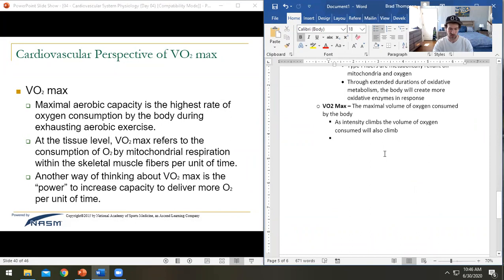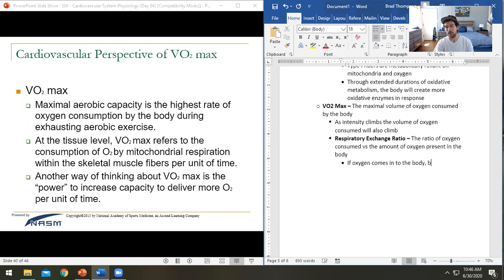This is where I wanted to do the respiratory exchange ratio. So respiratory exchange ratio, okay? This is the ratio of oxygen consumed versus the amount of oxygen present in the body, right? So if oxygen comes in to the body and 70% of it is consumed by the body's cells, the respiratory exchange ratio is 0.7, right?